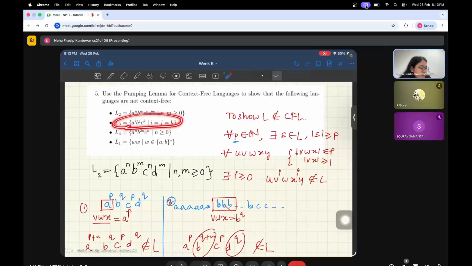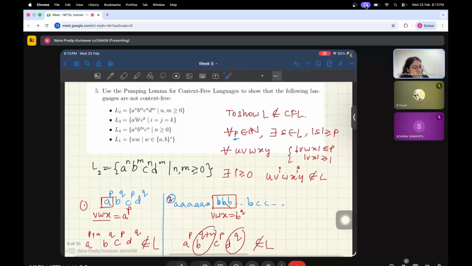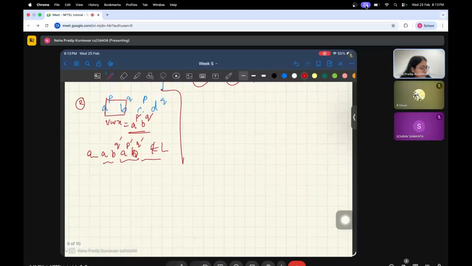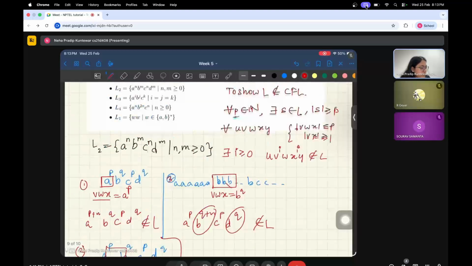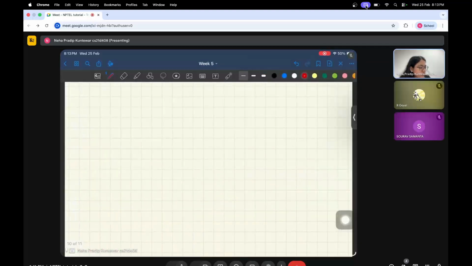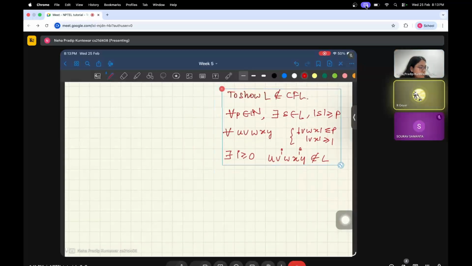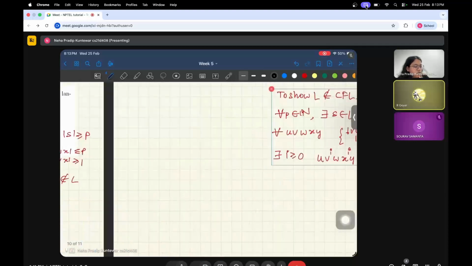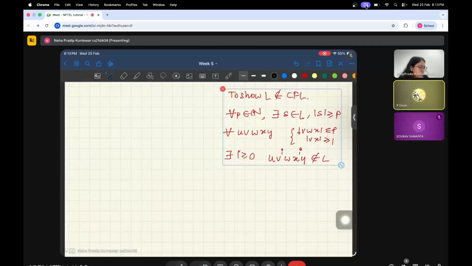This one would be easier. This should follow from this, I guess. So let's skip L3 and do L4. I think L4 is also no different. Similar logic: A raised to the power p, b raised to the power 2p, c raised to the power 3p.